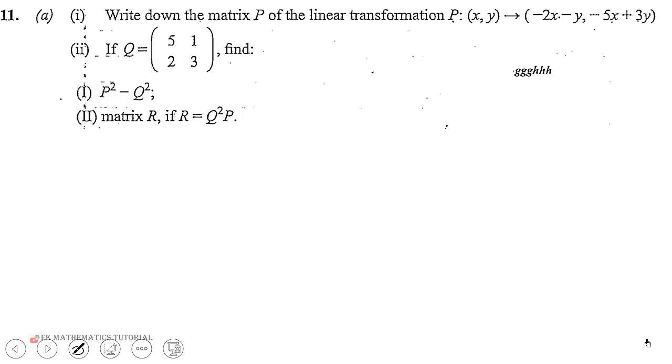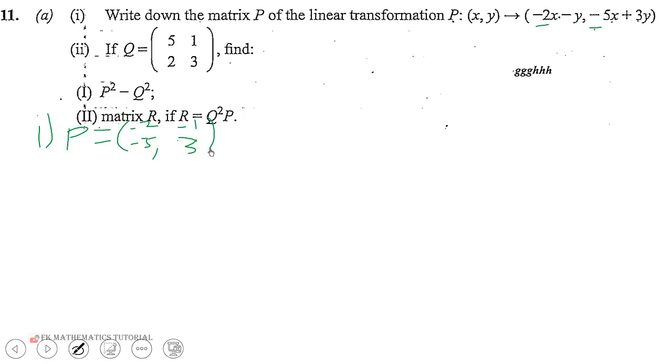So question 11 says we should write down the matrix P of the linear transformation P such that xy maps onto -2x minus y, -5x plus 3y. So the matrix P will be equal to -2, -1, so just the coefficients. Then we have -5, 3. And we're told that if q is equal to this, we are supposed to find p squared minus q squared.